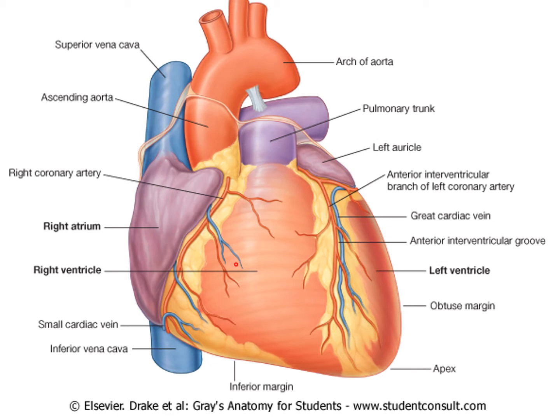It is separated from the right ventricle by the atrioventricular groove. It extends from the orifice of the superior vena cava behind the third right costal cartilage, this one, to the orifice of the inferior vena cava behind the sixth right costal cartilage, this one. So from the superior vena cava up to the inferior vena cava is the extent of the right atrium.